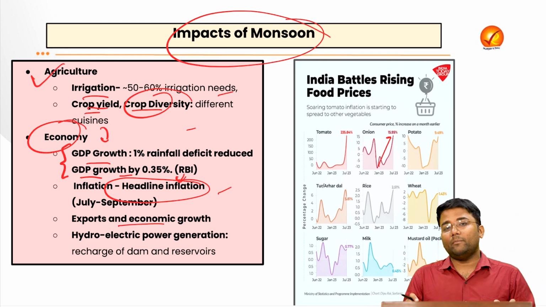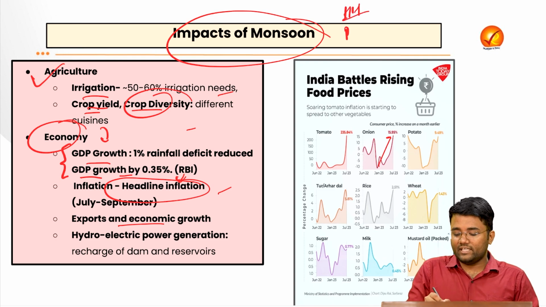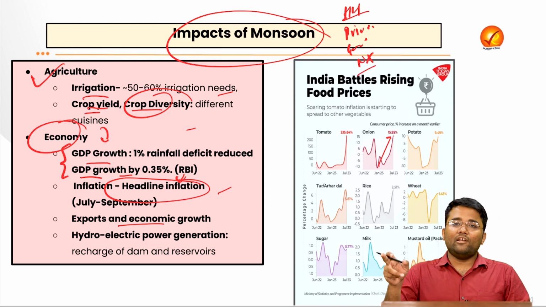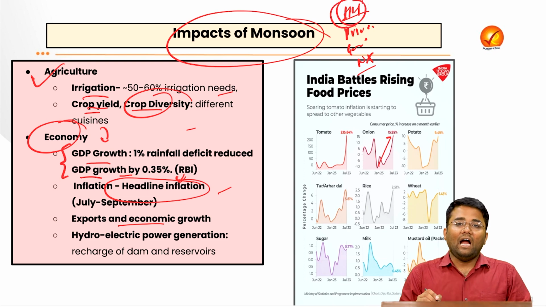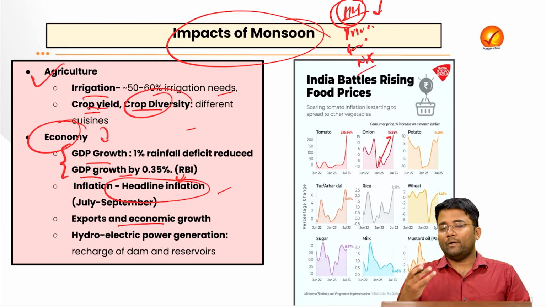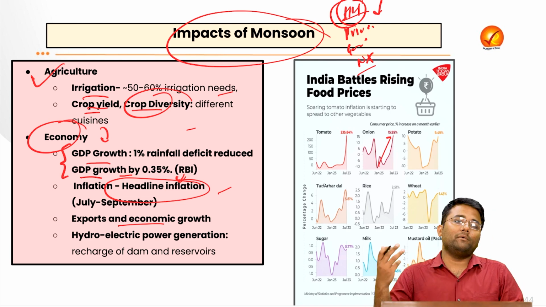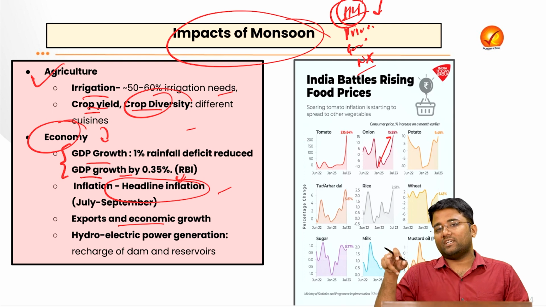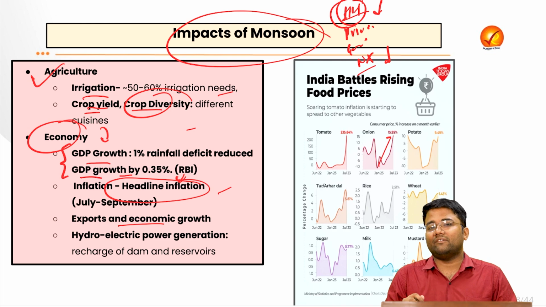Also, exports and economic growth will be impacted, because the four components of GDP are household consumption expenditure, private investment, government spending, and net exports. When there is less rainfall, there will be less food grain production. When there is less food grain production, people will not be demanding food grains, and that will reduce household consumption expenditure, which will negatively impact the GDP growth rate. Obviously, when there are fewer food grains, the prices of these food products will become high, and the competitiveness of our products will become less, and there will be a decline in exports also, which will also negatively impact our GDP growth rate.